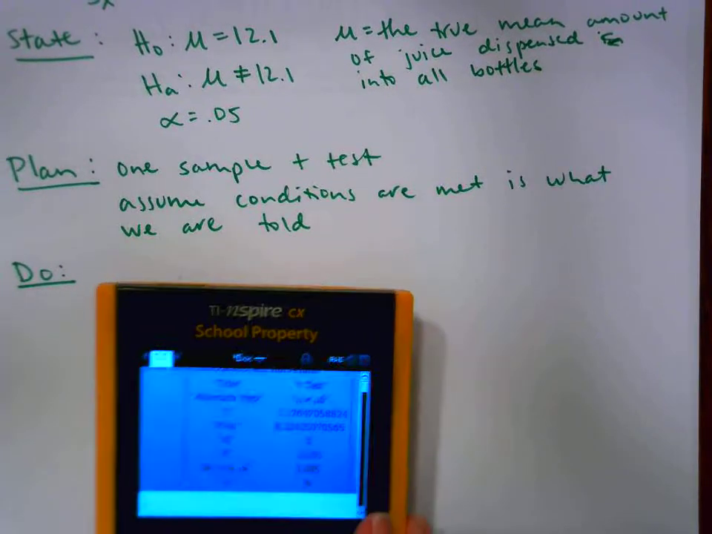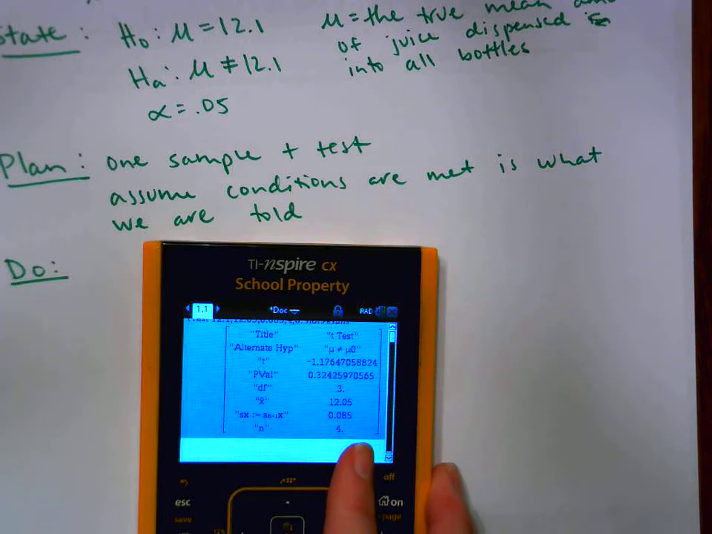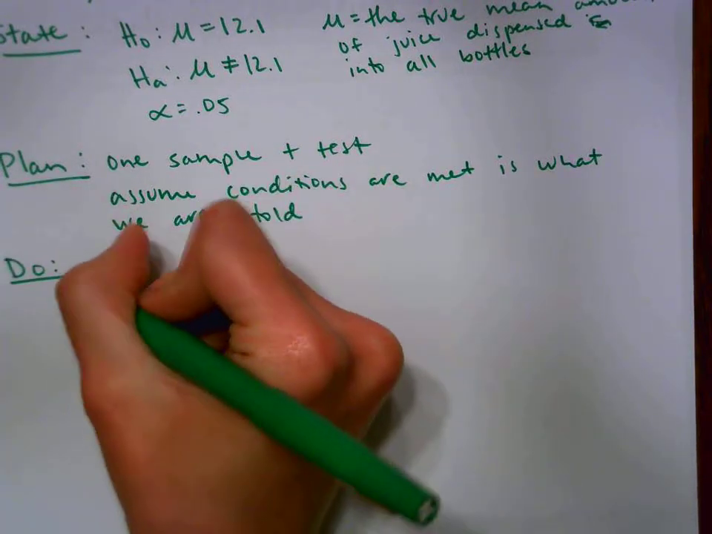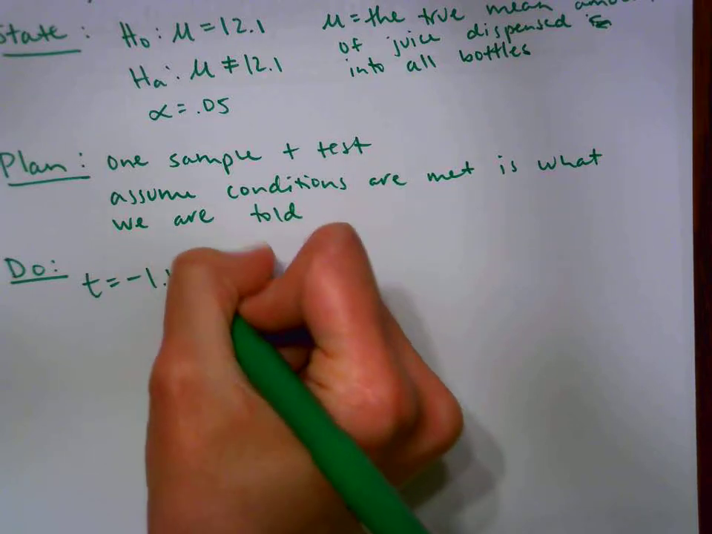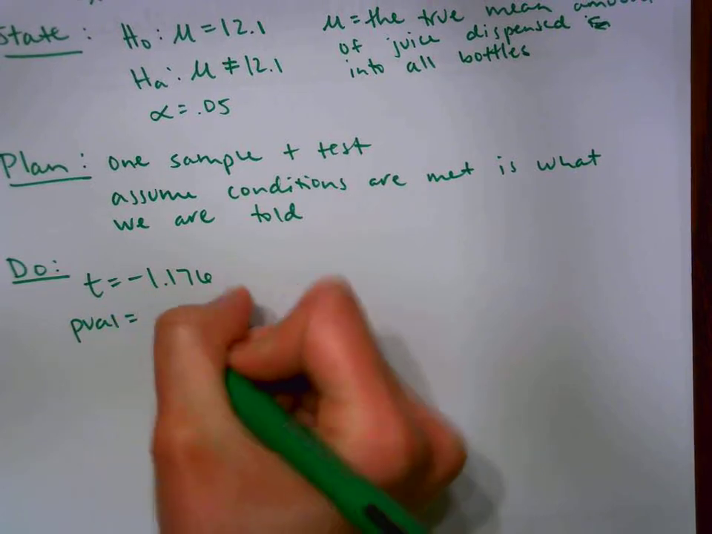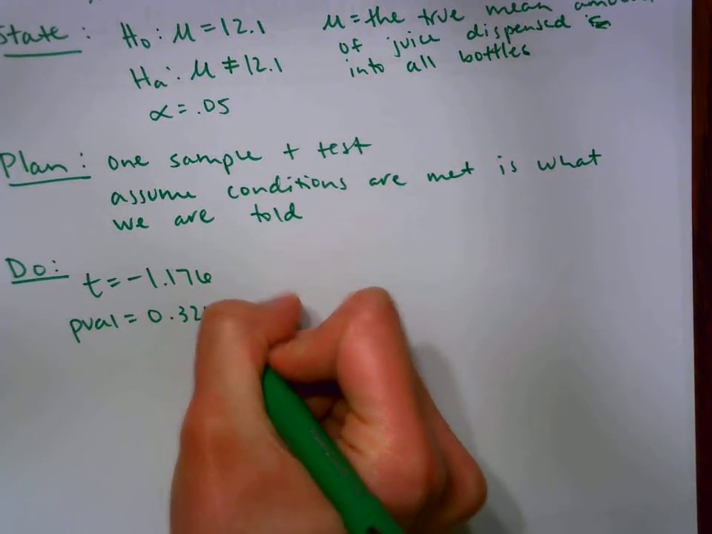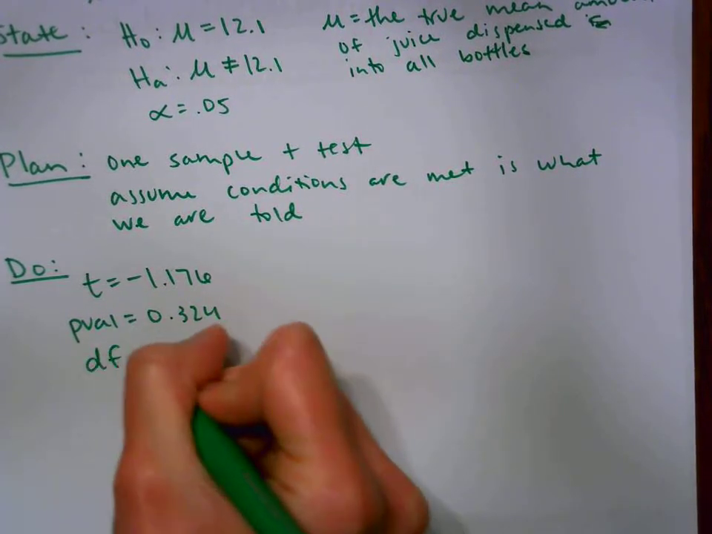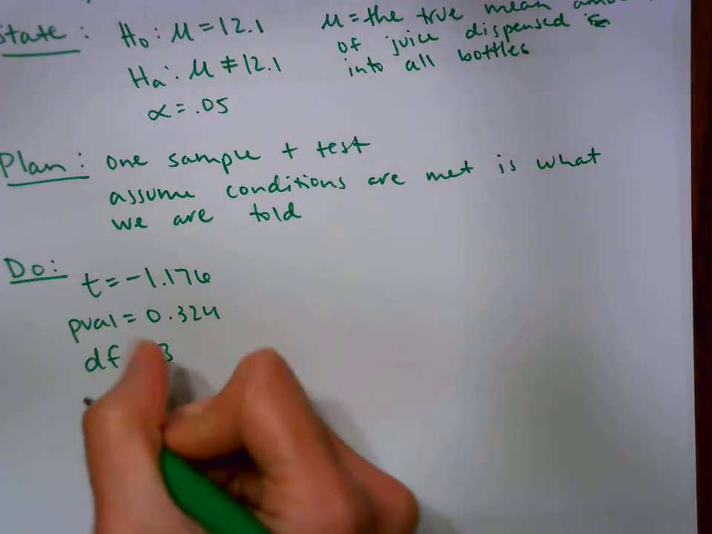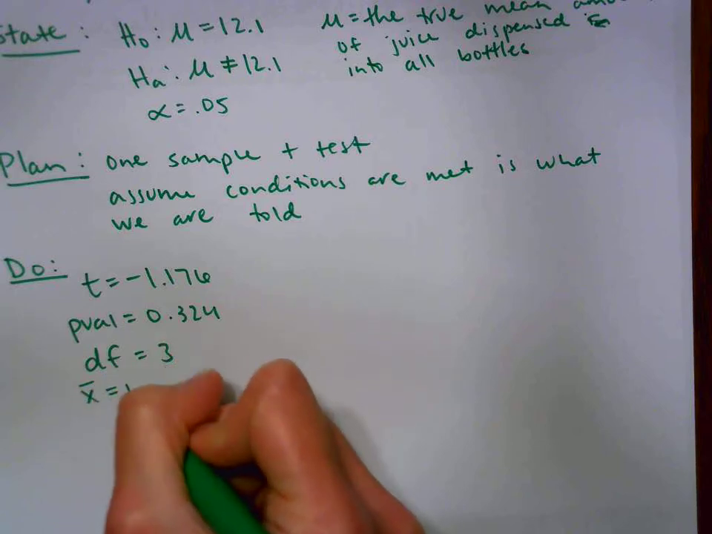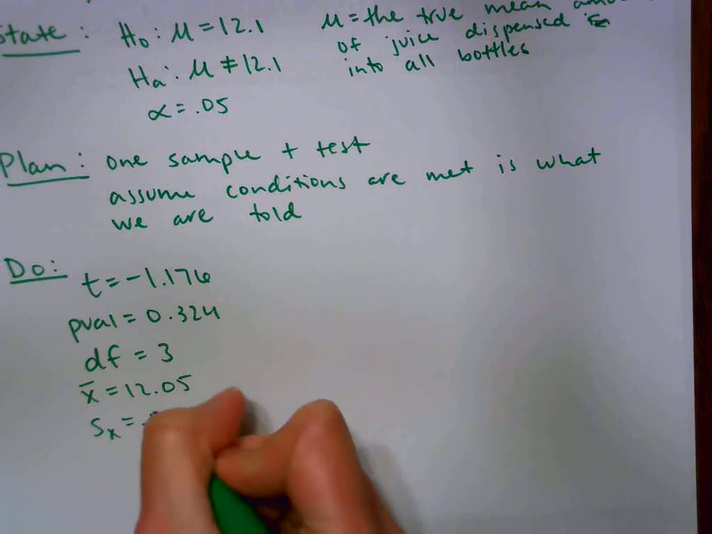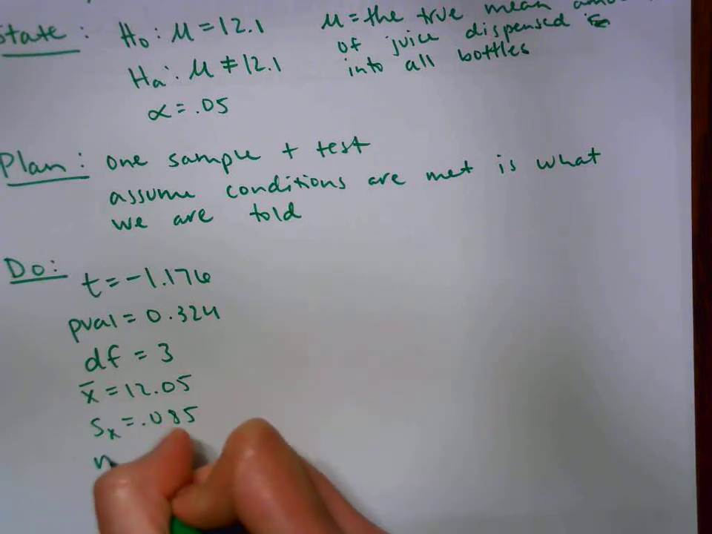So we need to write down all this information, and then let's make sure we understand what each thing is. So we have our t-value equals negative 1.176. Our p-value is 0.324. Our degrees of freedom equal 3. We already wrote down our x bar up here. But I would just be careful, write everything from your calculator again. And our sample standard deviation was 0.085, and our sample size was 4.